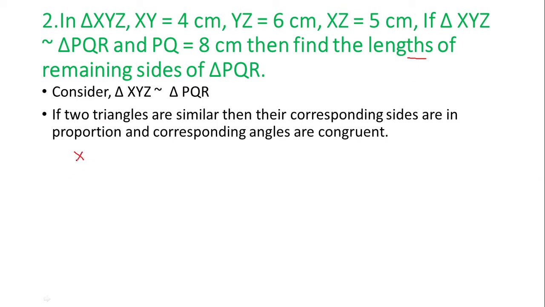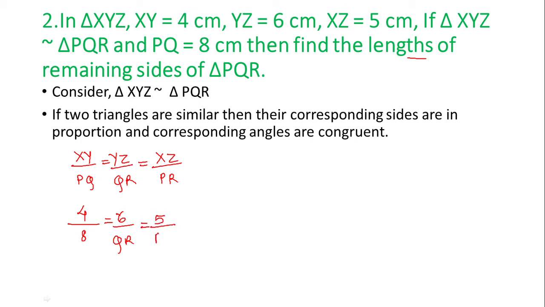So now let's start writing this. According to this, xy upon pq will be equal to yz upon qr equal to xz upon pr. Now start inserting the values, children. Now what is xy? We have xy as 4. PQ is given as 8. Then YZ is 6. We don't know QR. Equals XZ is 5 upon PR. Now children, we don't know QR and PR. That is the question which has been asked.